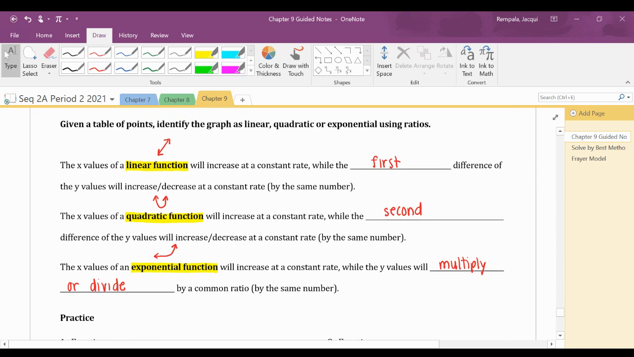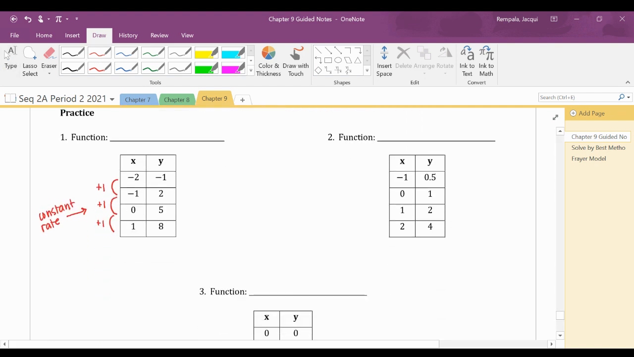Either we are going to have the first set of differences increase or decrease at this constant rate, we'll have the second differences of these y's increase or decrease at a constant rate, or we're going to be multiplying or dividing by the same number. So to go from -1 to 2, let's look to see if we can add or subtract a number, and we can go from there. To go from -1 to 2, we're going to have to add something because we're going to a positive number. We're going to add the number 3 because -1 plus 3 is 2.